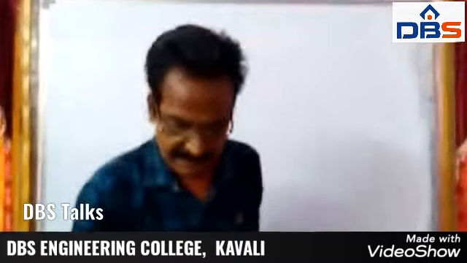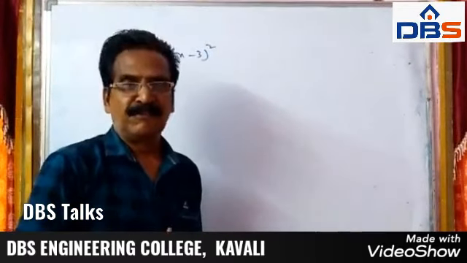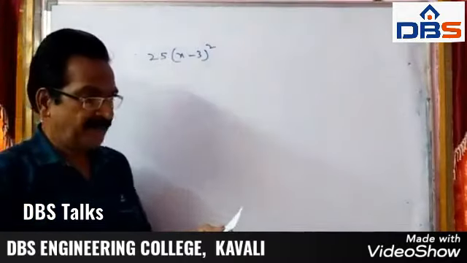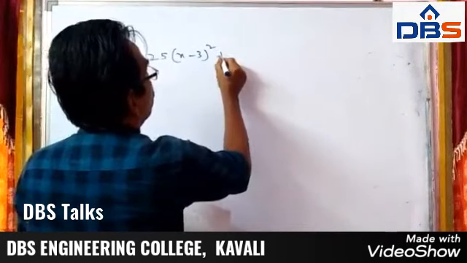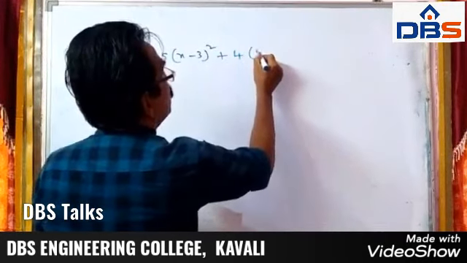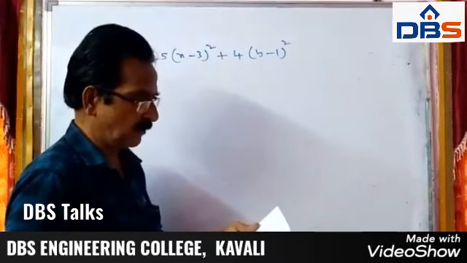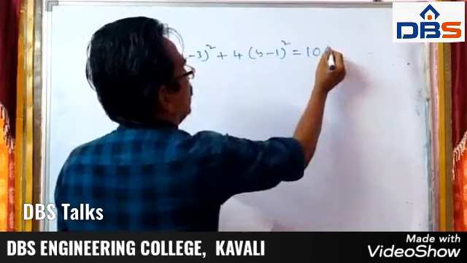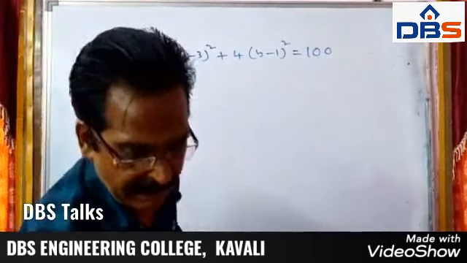Okay friends, let us continue this problem. The equation is 25 into x minus 3 whole square plus 4 into y minus 1 whole square is equal to 100. We have to find the center and the foci.